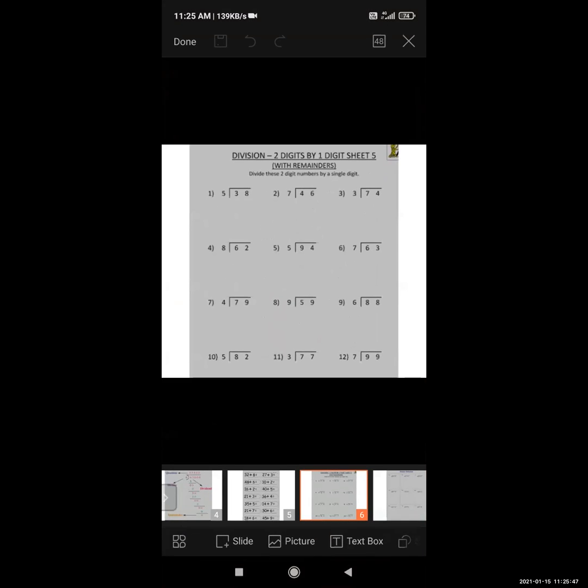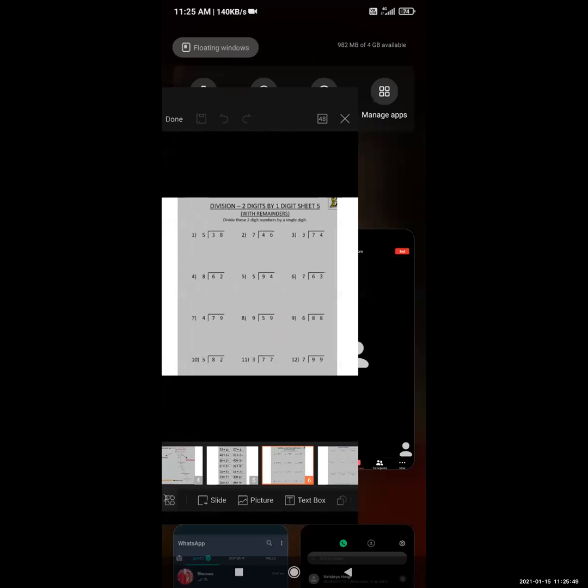Which number is there? 88 divided by 6. I'm going to share the whiteboard with you. 88 divided by 6. Okay.